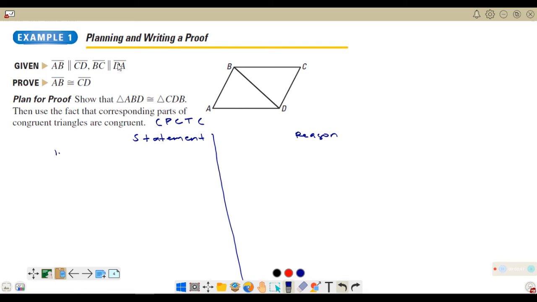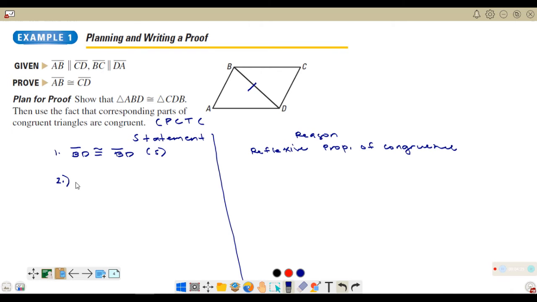Magagamit ba natin yung mga given natin? Parang hindi. So, ano yung pinaka-obvious muna dito? Pinaka-obvious ay si BD. Diba? So, side BD is congruent to side BD. This is one side. Let's identify it later if it is included or non-included. And the reason is reflexive property of congruence.